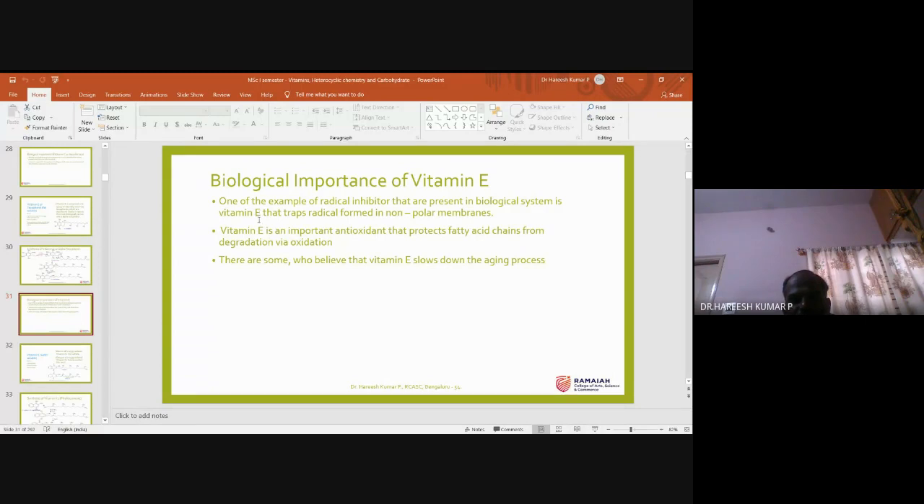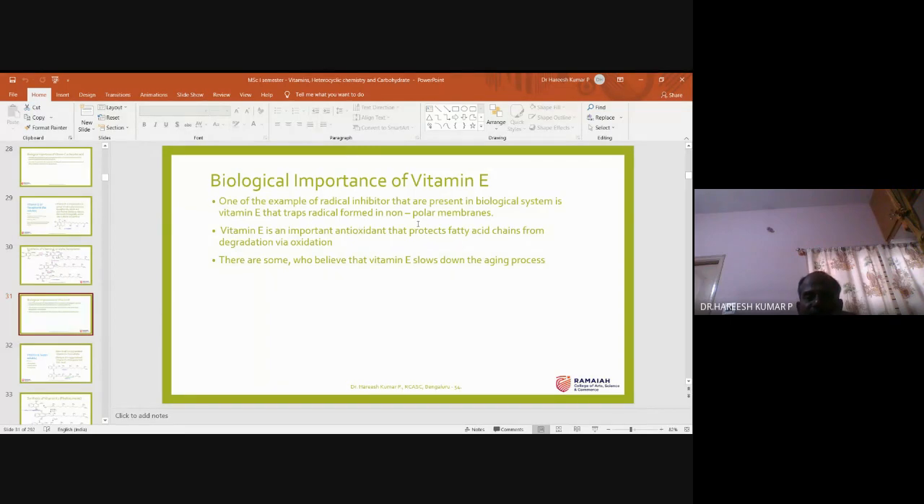Then what is its role? So that traps the radical formed in non-polar membranes. So that means I think you know that we are inhaling oxygen. The fate of oxygen in the living system is that it converts into a free radical, an oxygen free radical. So that should be arrested. Otherwise, what will happen? There will be more free radical reactions in the living system.